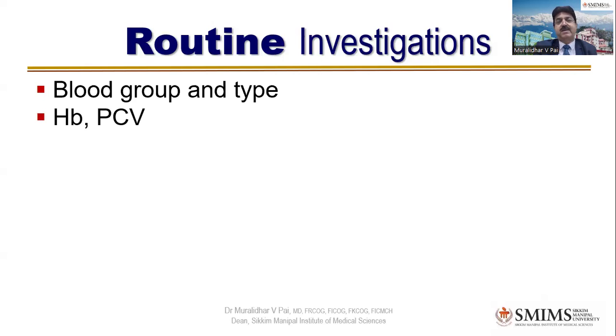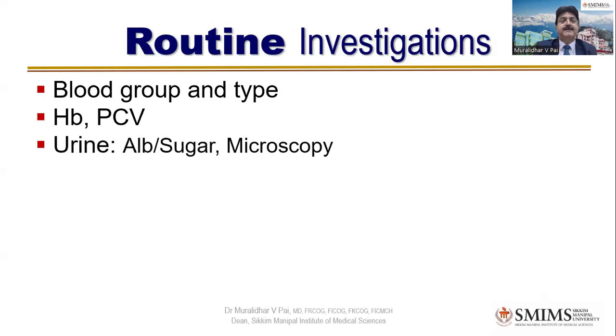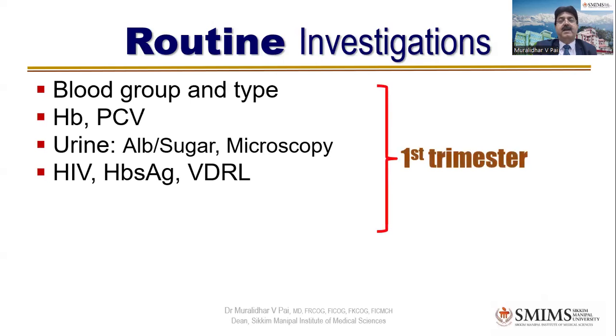Hb and PCV, anemia is so important, and it should be done 4 times actually. First trimester, second trimester, twice in third trimester. PCV is, of course, its accompaniment. Urine microscopy, albumin, and sugar should be done at least once in each trimester. And then the serological tests, HIV, HBsAg, and VDRL go without saying. And these are all done right in the beginning.